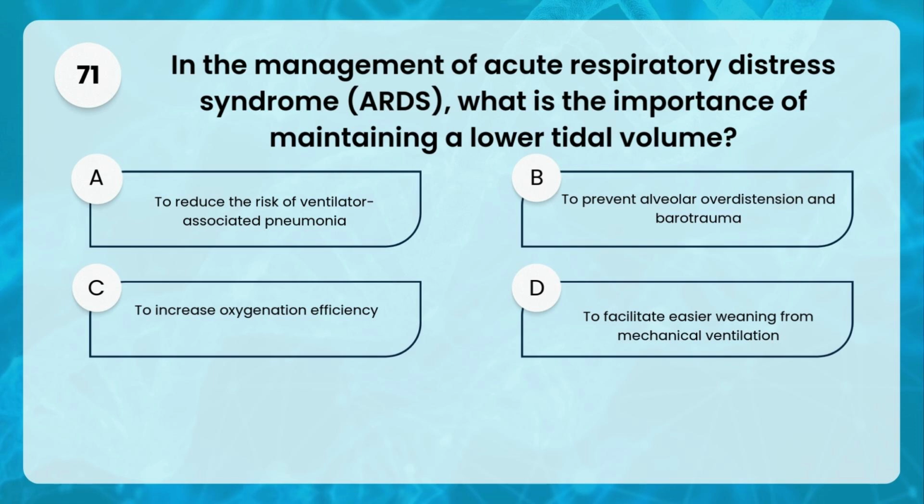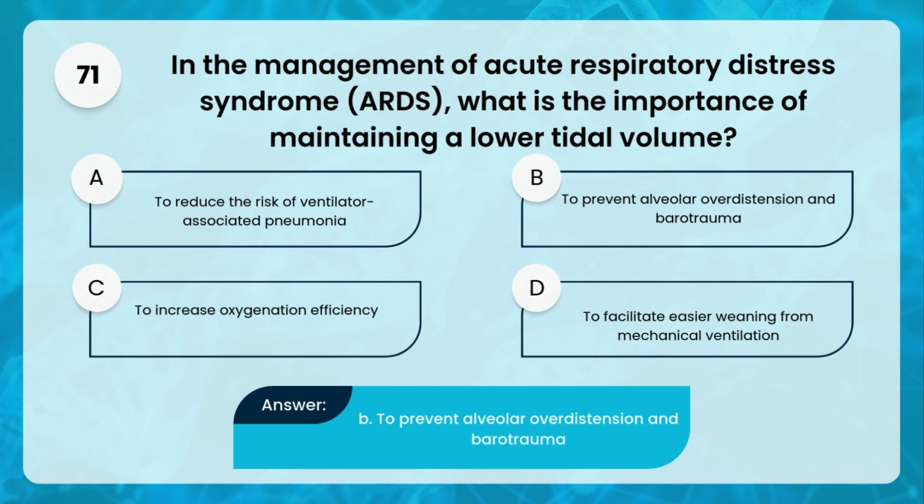A. To reduce the risk of ventilator-associated pneumonia. B. To prevent alveolar overdistension and barotrauma. C. To increase oxygenation efficiency. Or D. To facilitate easier weaning from mechanical ventilation. The answer is B. To prevent alveolar overdistension and barotrauma.